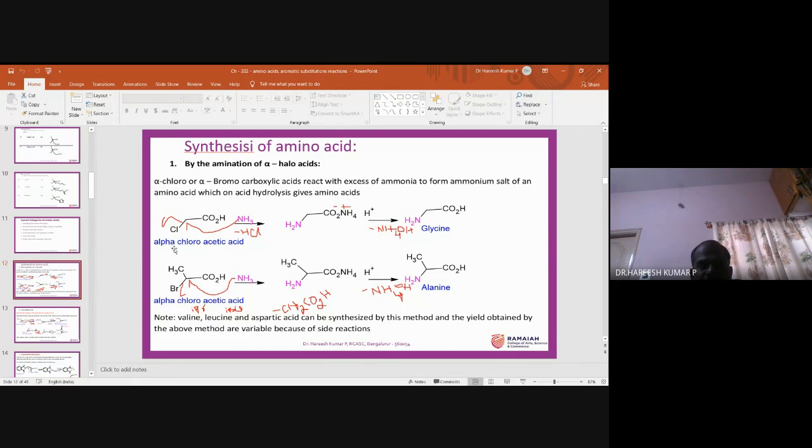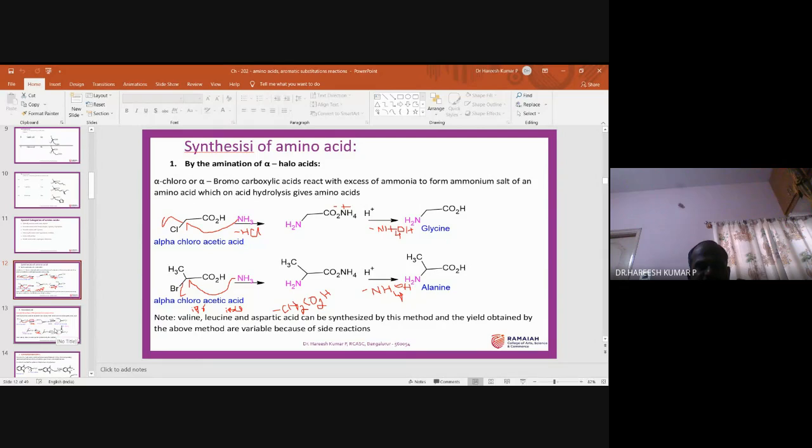So the only thing is, if we change this halo acid, your amino acid also changes. That's what you need to remember. The first method of synthesis of amino acid is starting with alpha halo acid. By this method, it is possible to get valine, leucine, aspartic acid, alanine, and glycine.